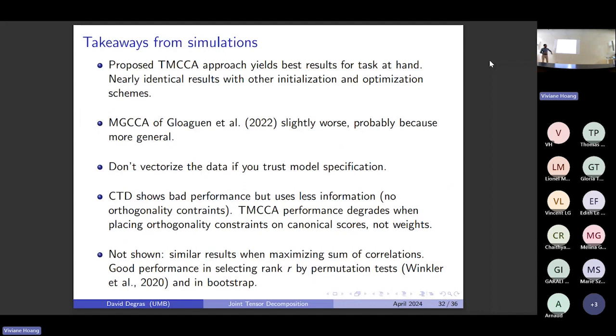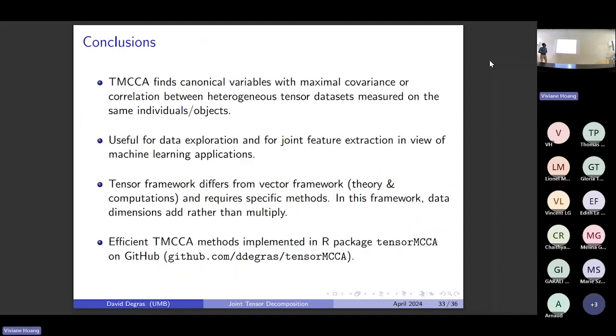And just to say that we did this type of simulation in different setups. Maximizing the sum of correlations rather than covariances works kind of the same. Also, one thing that I did not really show is that selecting the rank of the decomposition is important, and using permutation tests works really, really well in our simulations to recover the correct one.